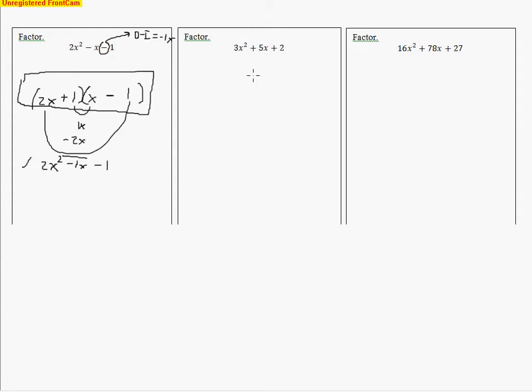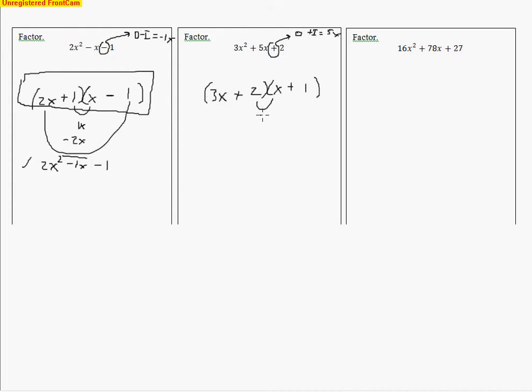Now looking at this one, another one that is fairly doable here because we have an odd or prime number as the first and last term again. Outside terms and inside are going to add to make 5x this time. So outer and inner add to make 5x, and I'll go ahead and put in the plus signs. And to make a 5x, I'm going to put the 2 here and the 1 over here.